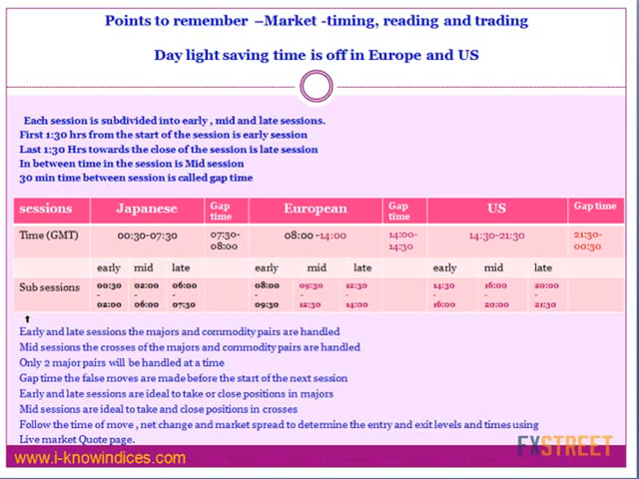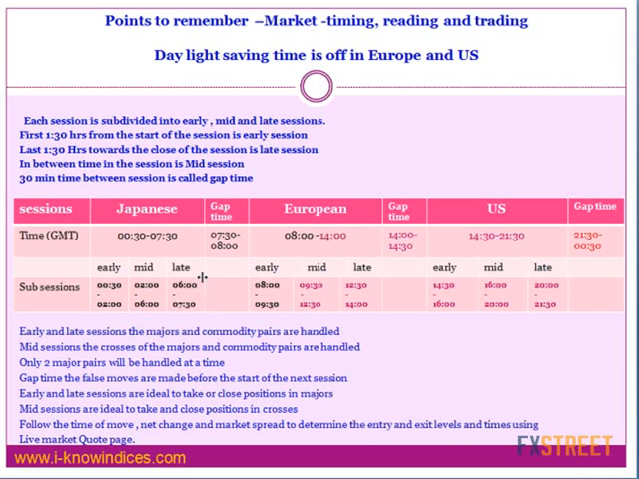Now these are all the market timings. Those who are familiar with that will understand that now we're in the Japanese session. The Japanese session will get over by 7:30 GMT. Then 8 to 14 GMT is the European session, and 14:30 to 21:30 is the US session, and in between you come across the gap time. During gap time, they make the false move.